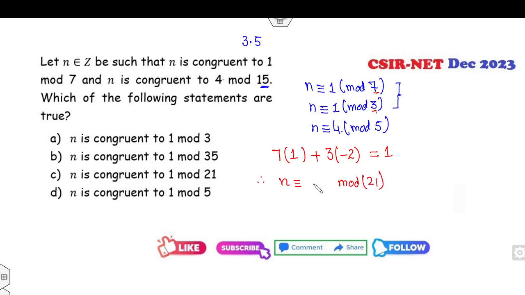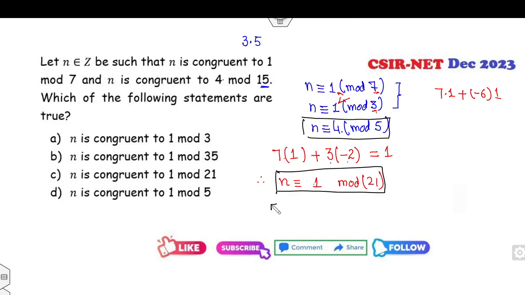21. And what will that number be? That number is 7 into, because what is the inverse of 7, it is 1. So 7 into 1 plus, the multiple of this is minus 6 into, what is the inverse of 3, it is 1. So 7 into 6 is my 1. Now look at the remaining equation, this number and this number.